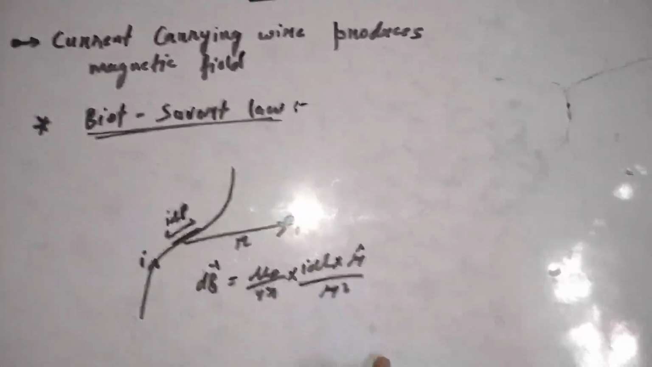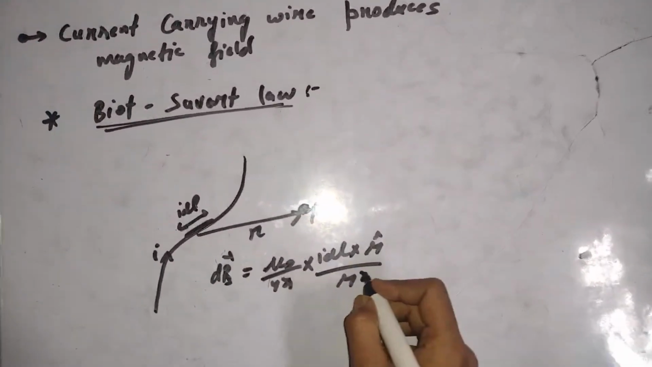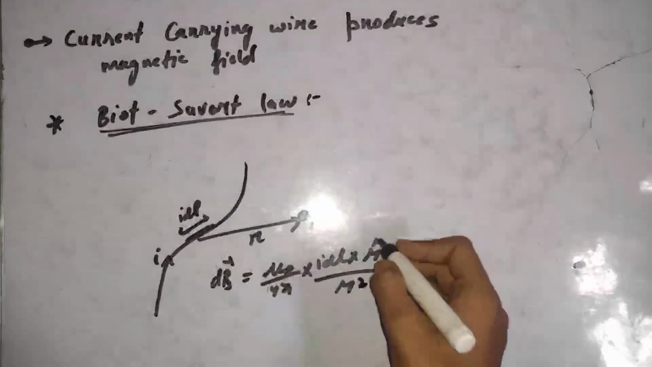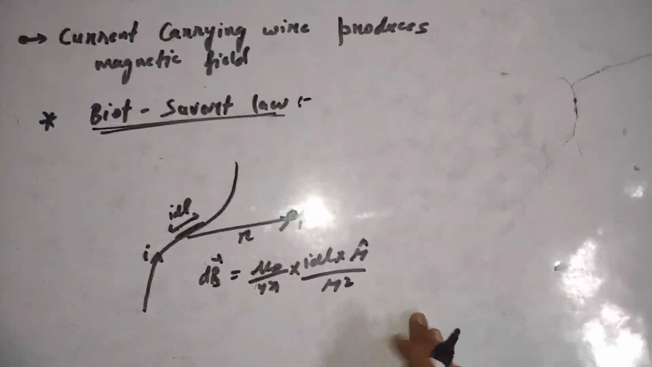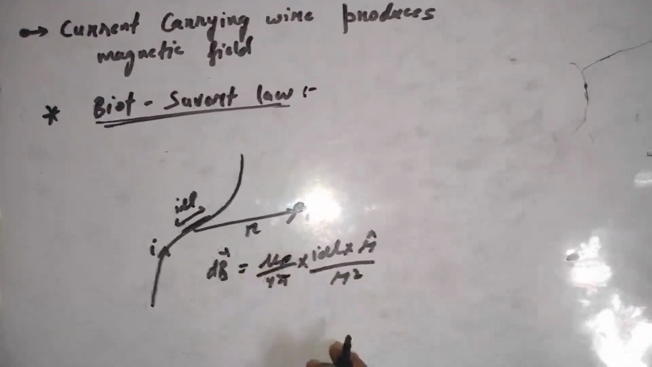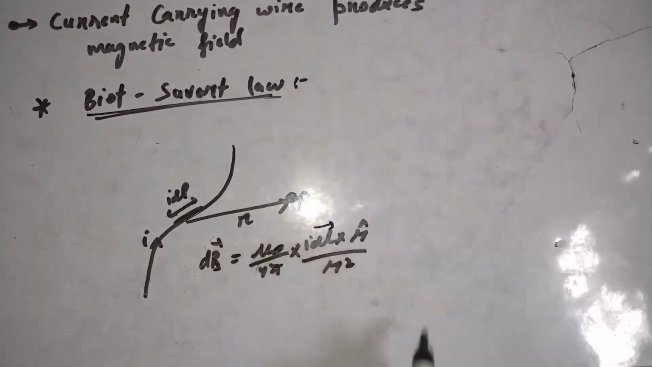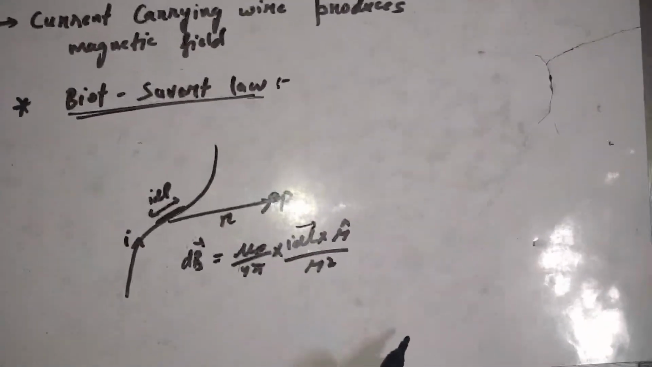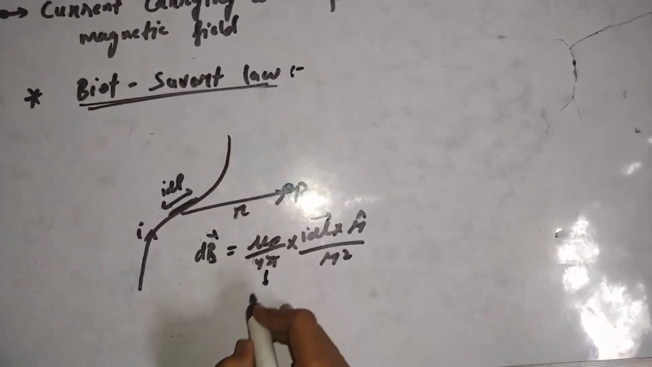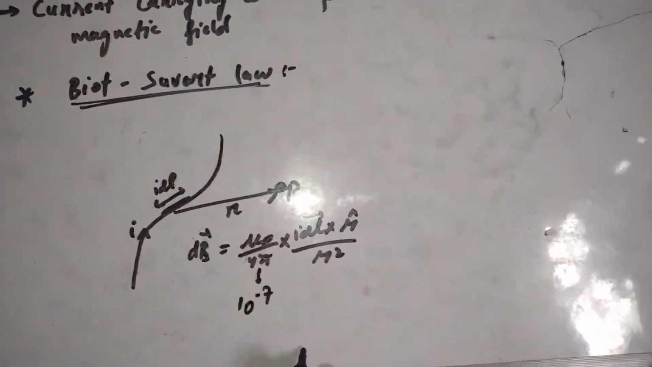So that's a very general equation, and there is nothing very difficult in this. We'll understand this equation later with the help of a few problems, but this is the general idea that magnetic field strength is directly proportional to this vector and inversely proportional to the square of the distance, and this is the constant that equals 10 to the power minus 7.